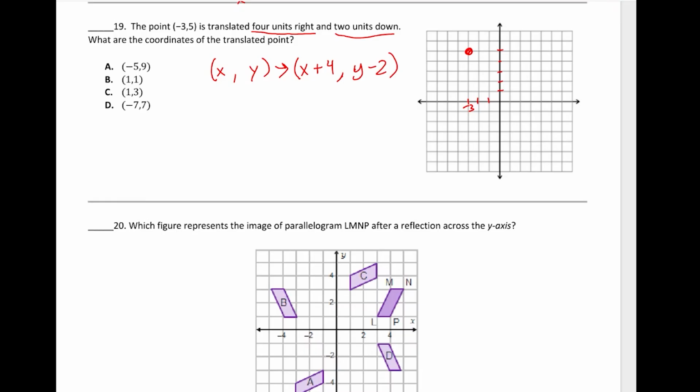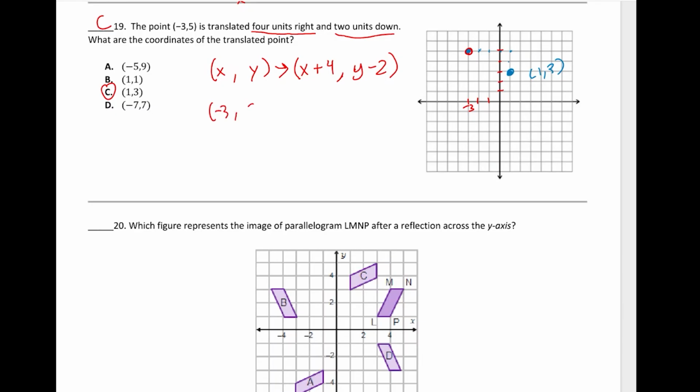Now, with the grid, you can just kind of follow the point. You don't necessarily have to come up with that mapping rule, but we can use it to check our answer to make sure we got it right. So I'm going to take this original point, negative 3, 5, which is right here, and go 4 units to the right, 1, 2, 3, 4, and 2 units down. That's going to put me right here. So that point's going to be 1, 3. And that's our answer.